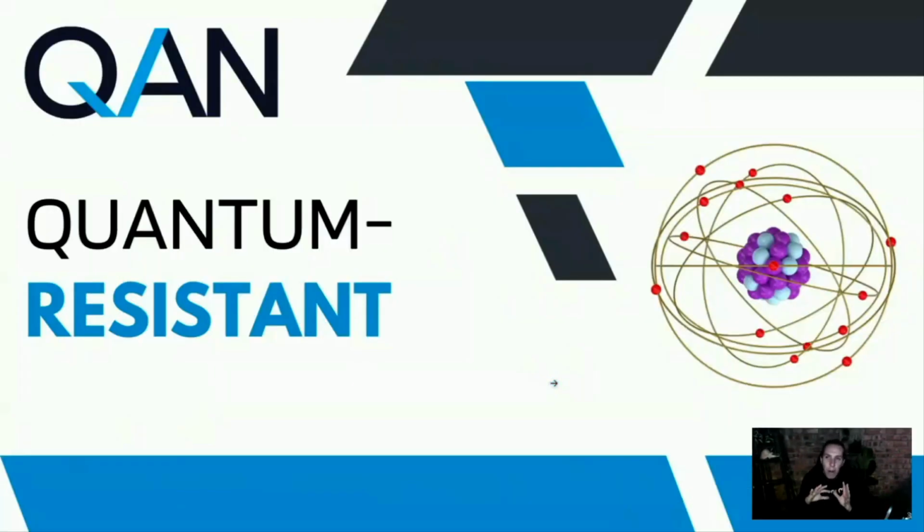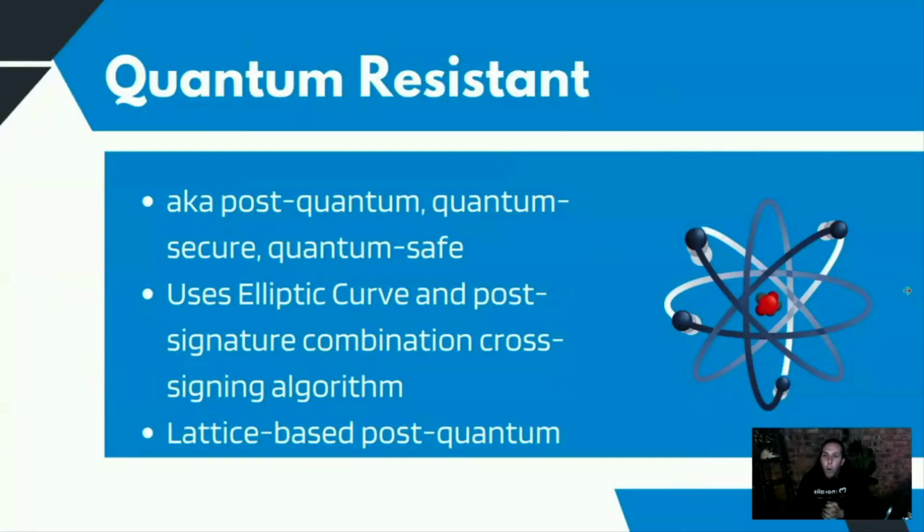Now that we've gone through some of the typical features of the QANplatform, this is the fun part, everyone. This is now what they offer that is extremely unique, and this is what caught my attention. Number one, they are quantum resistant, also known as post-quantum, quantum secure, or quantum safe. In 2023, IBM will be releasing their quantum computer that produces enough quantum bits that it could hack 99% of all blockchain transactions as of this day.